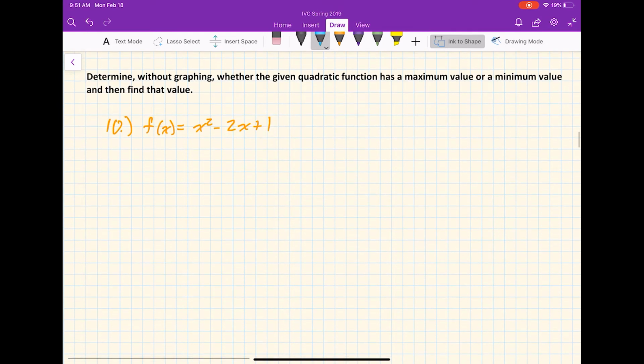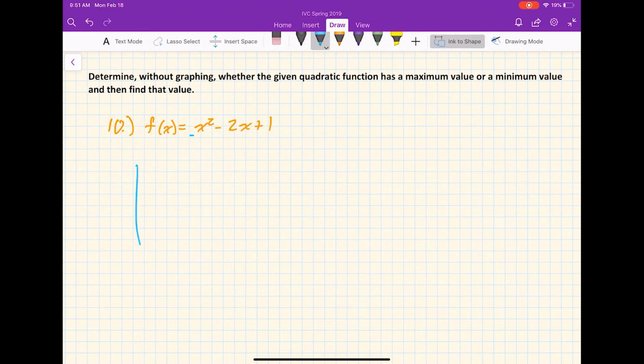These fractions are ugly. But anyway, moving on, number 10. Determine, without graphing, whether the given quadratic function has a maximum value or a minimum value, and then find that value. Now, since there's no negative out front, that means we have a parabola pointing up. So we are going to have a minimum value. That's what's going to tell you right off the bat if you have a minimum or maximum, if there's a plus or a negative out in front here. So we have a minimum value. We just need to find out what it is.